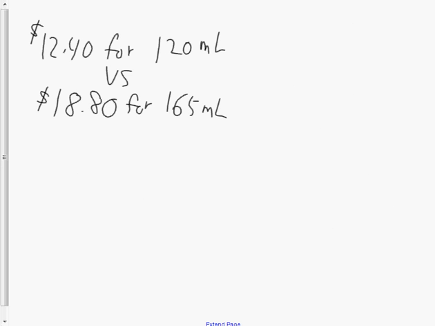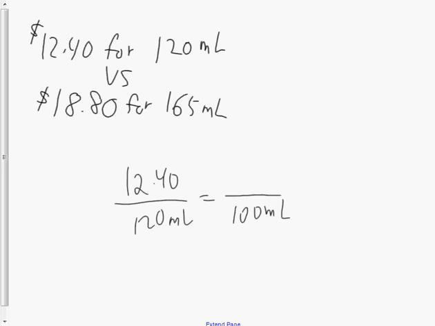Your next question is your unit rate. So we have $12.40 for 120 milliliters of some liquid and $18.80 for 165 milliliters of liquid. Which one is the better deal? So I'm going to actually write it out as a rate. Then I'm going to break it down into a unit rate of 100 milliliters. Now, I'm pretty good at math, so I know that 120 divided by 1.2 equals 100. So I'm going to do it this way first.